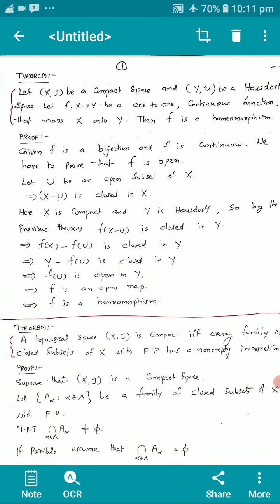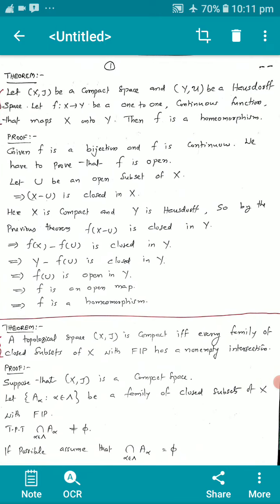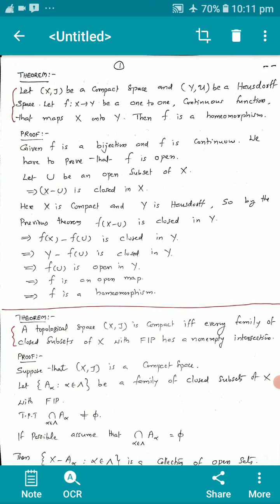Statement: Let X be a compact space and Y a Hausdorff space. Let f from X to Y be a one-to-one continuous function that maps X onto Y. Then f is a homeomorphism. That's what we have to prove. Anyway, we can discuss the proof.